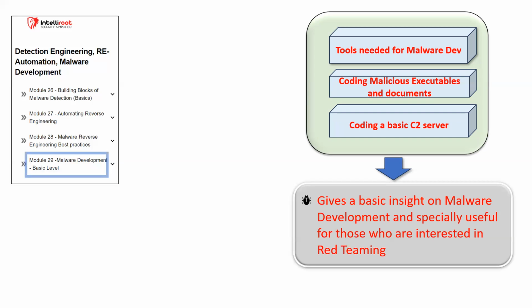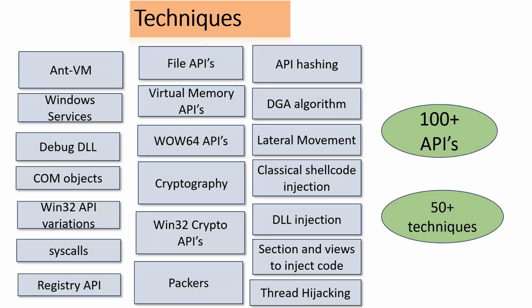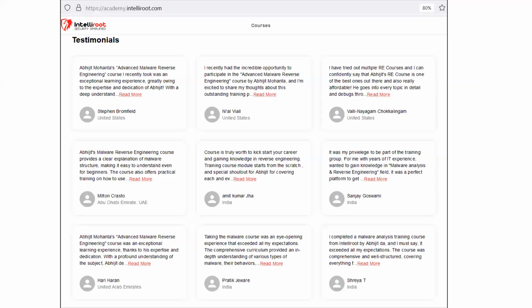This module gives you a basic insight on malware development and would be especially useful for those who are interested in red teaming or purple teaming. Overall, the training covers almost 100 plus Windows APIs and 50 plus techniques covered in malwares.